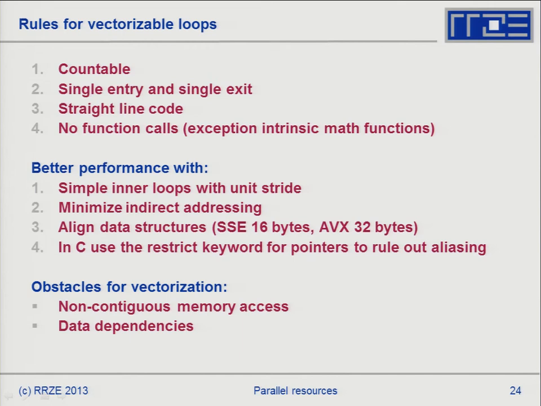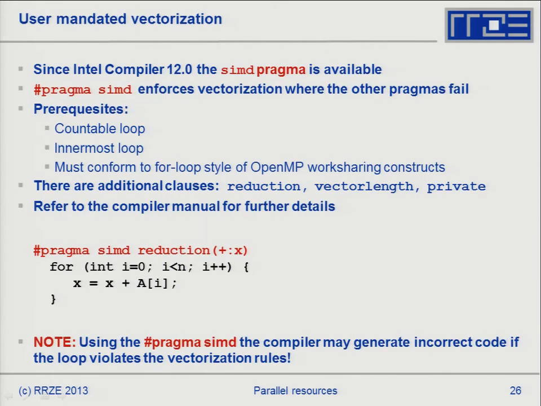What are obstacles? Non-contiguous memory access, and of course, data dependencies. That's the main showstopper. Data dependencies usually prevent vectorization, meaning the compiler assumes there are dependencies. Probably there are none, and then you can tell it there are none. But if it assumes there are dependencies, it will not vectorize. When the compiler is too cautious to vectorize because it thinks there's a dependency, you can help it a little bit. There are vectorization pragmas, like pragma vector always, for example, but that's only a hint.